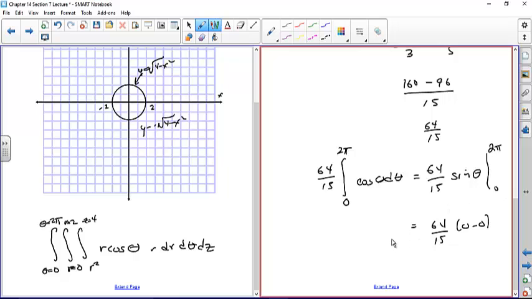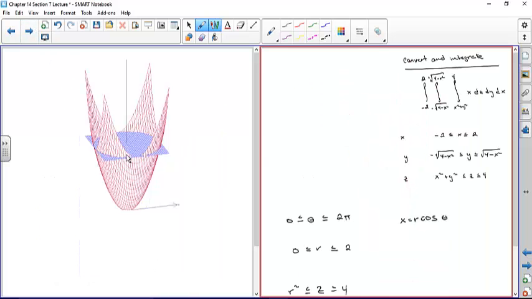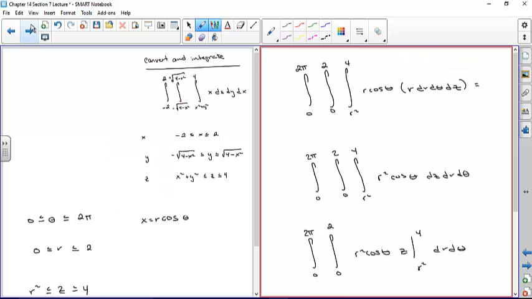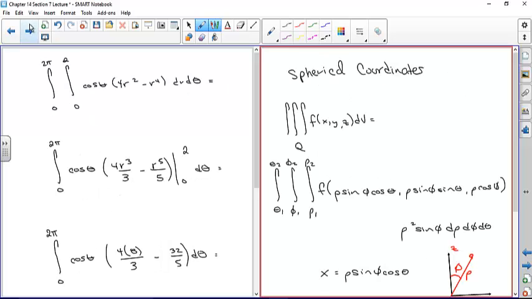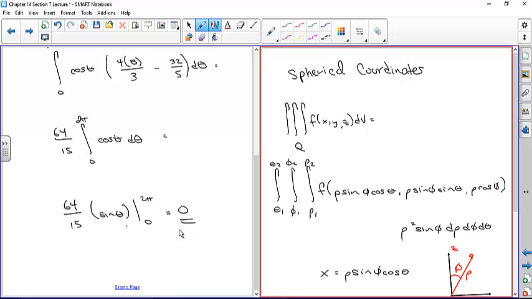Okay, let's see if I've worked through this problem. So here's the plane z equals 4. Here's this paraboloid. And let's go all the way through this thing. And we get 0. Ooh, how about that? Okay, so we're going to stop there. So the question is, how can it be 0? Why is it 0? It doesn't make sense.